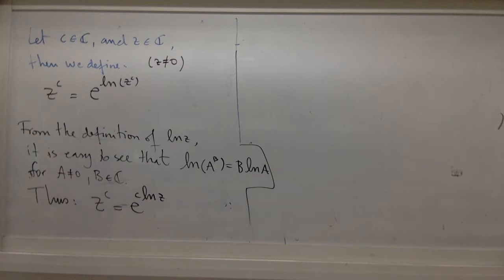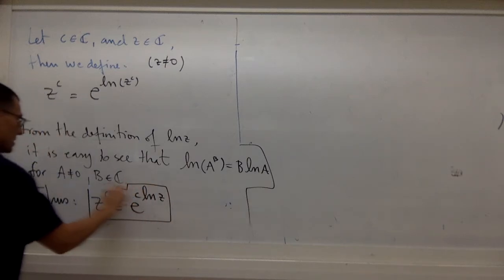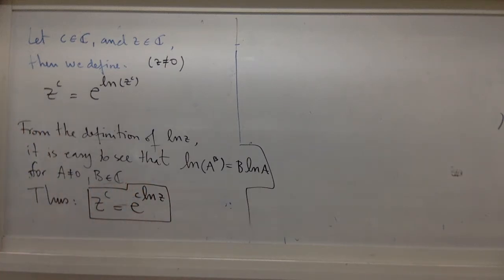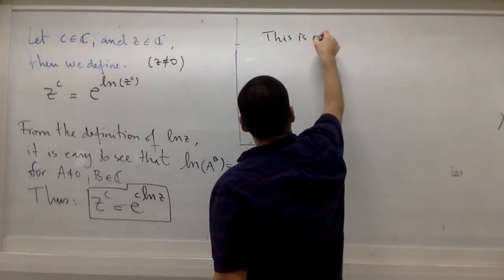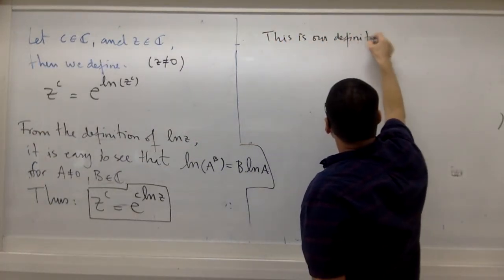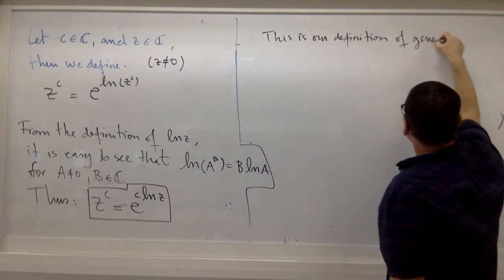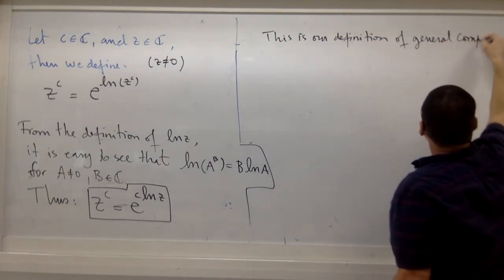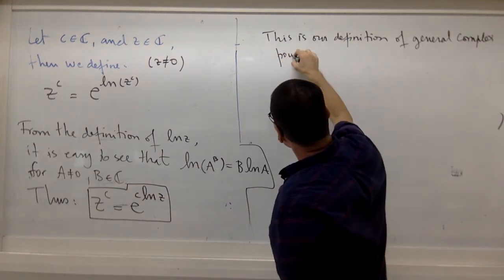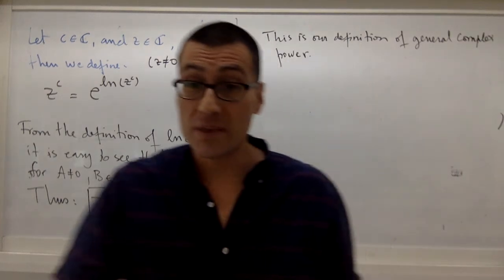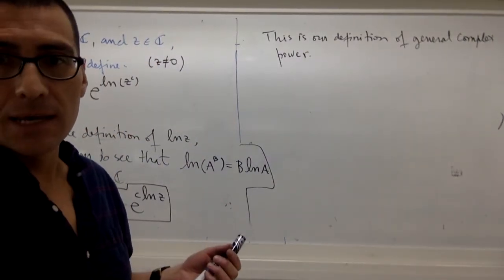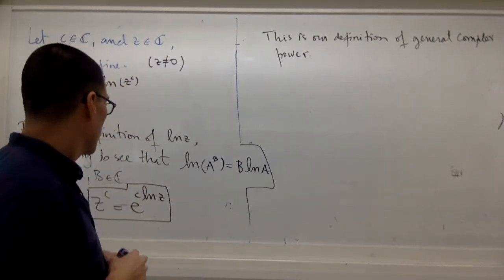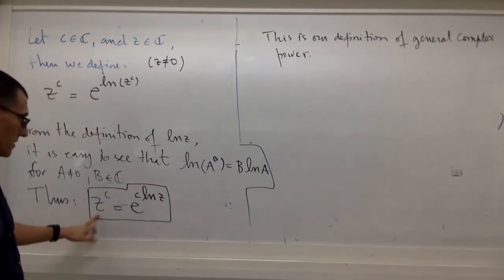Okay? So this is the definition of a power. This is our definition of a general complex power. Okay, so this definition wasn't available in the real world, by the way. The sort of complex power, right? It didn't make any sense here. All right, but now it does through this formula.